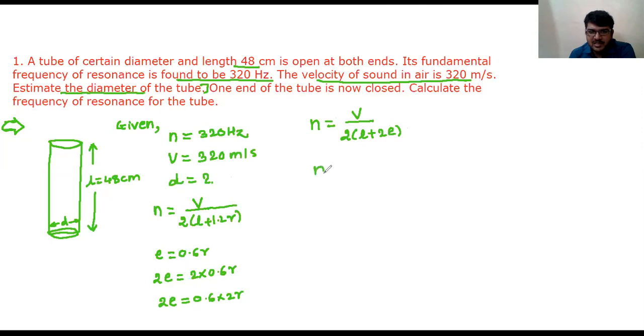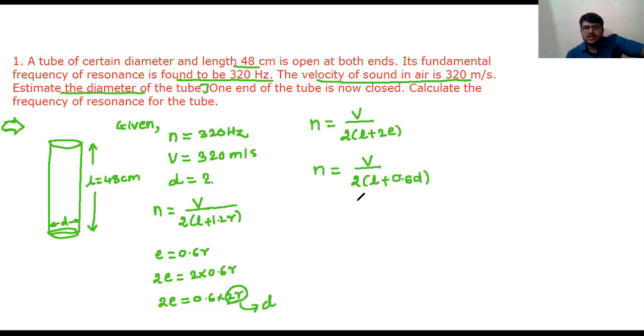Now I want the diameter, so I am writing it like this: v by 2 into L plus, this 2E value is 0.6 into 2R, and this 2R can I write as the diameter? Yes, this is nothing but the diameter. So directly I am writing here 0.6 into D. Now let's substitute the values.